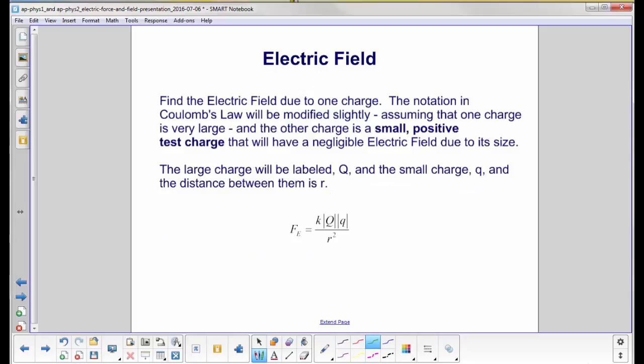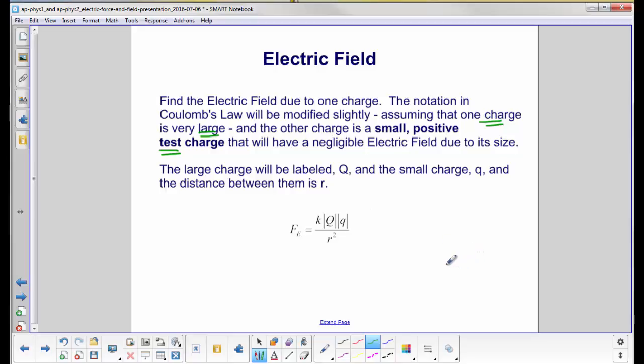Find the electric field due to one charge. We're going to modify the notation in Coulomb's law just a little bit. We're going to assume that one charge is very, very big, and the other charge is a small, tiny positive test charge. I'm not quite sure why they call it a test charge, but that's pretty common. But it's so tiny, it doesn't really affect the bigger charge. It will have a negligible electric field due to its size. Now, we haven't really discussed electric field that much yet, but this one is not going to do much. All of the electric field that we're interested in is generated by this large charge.